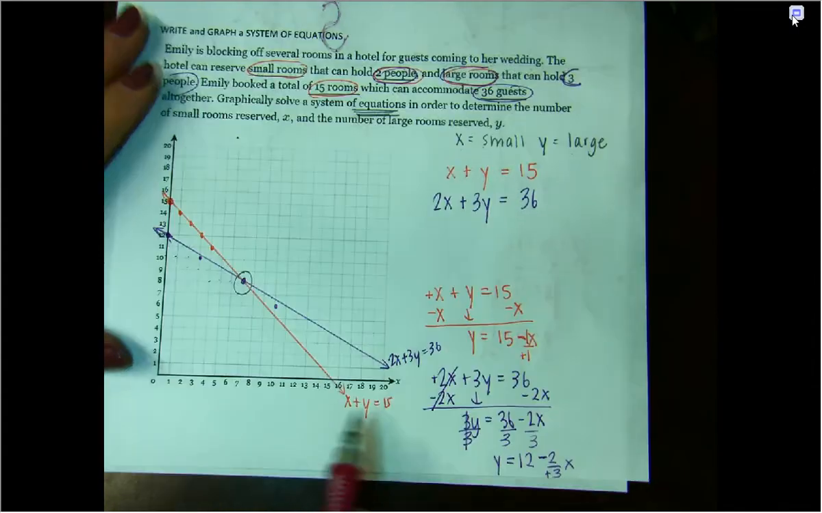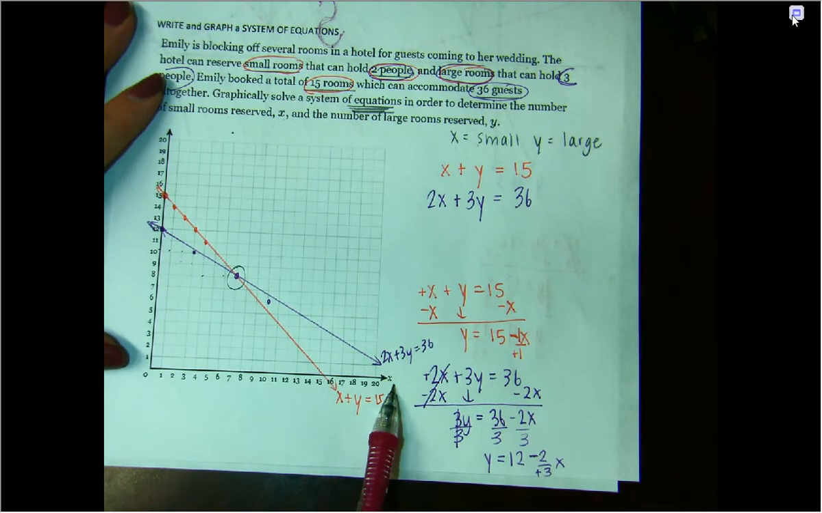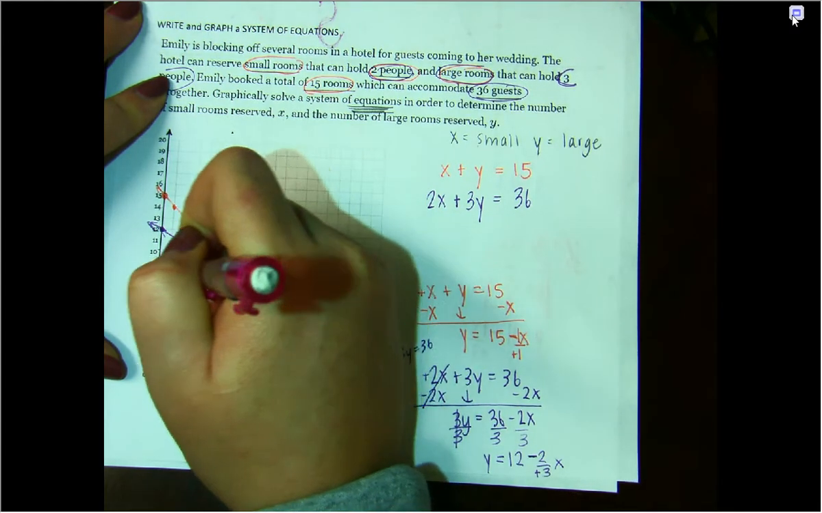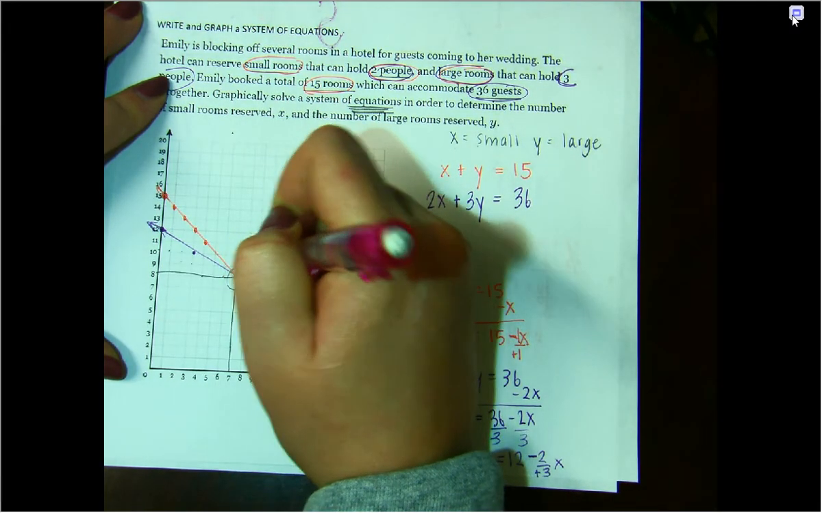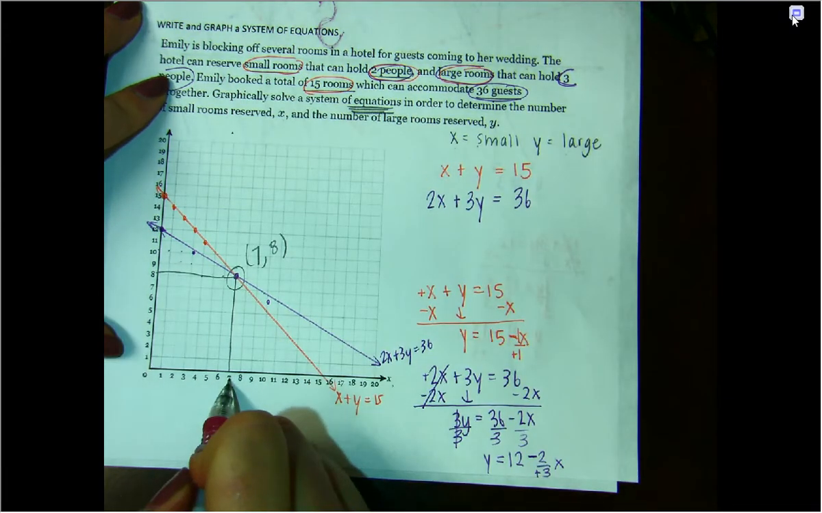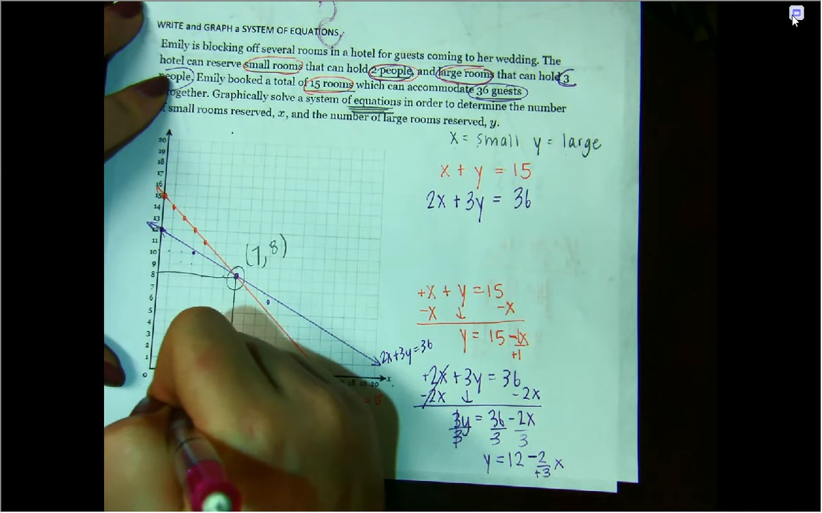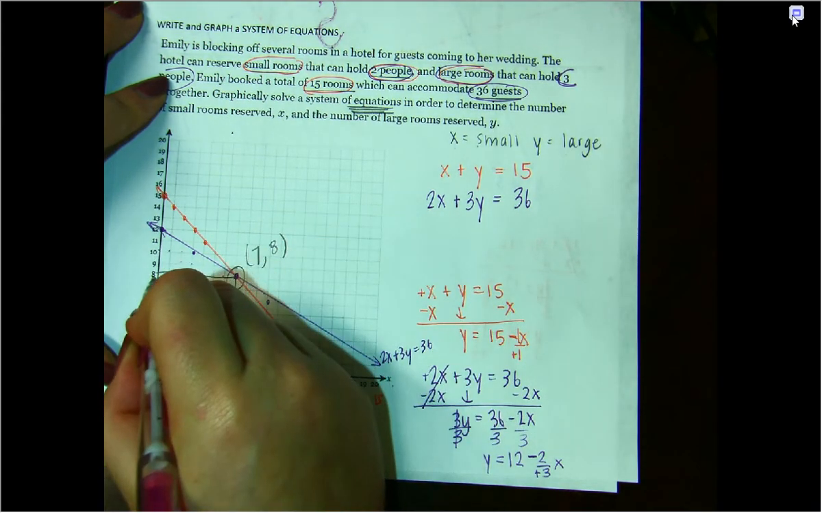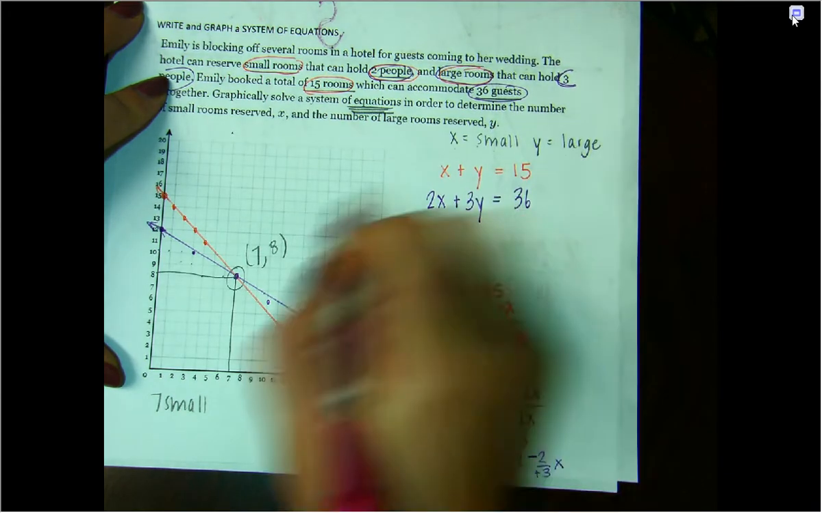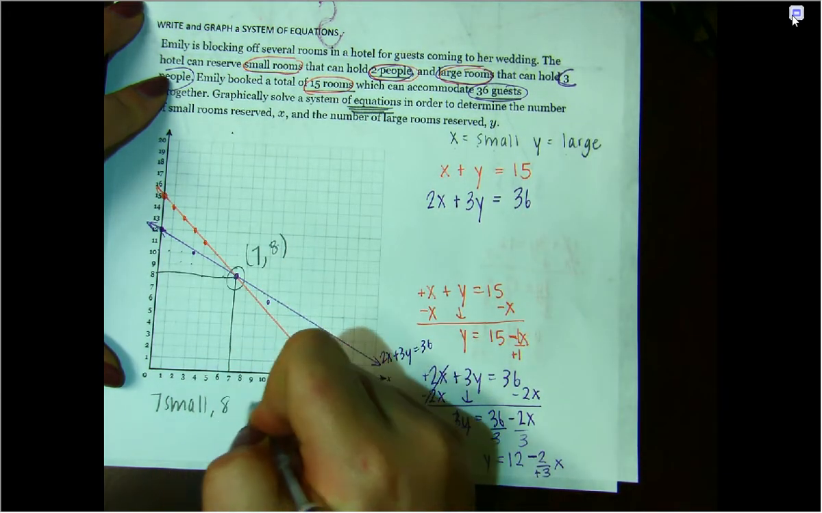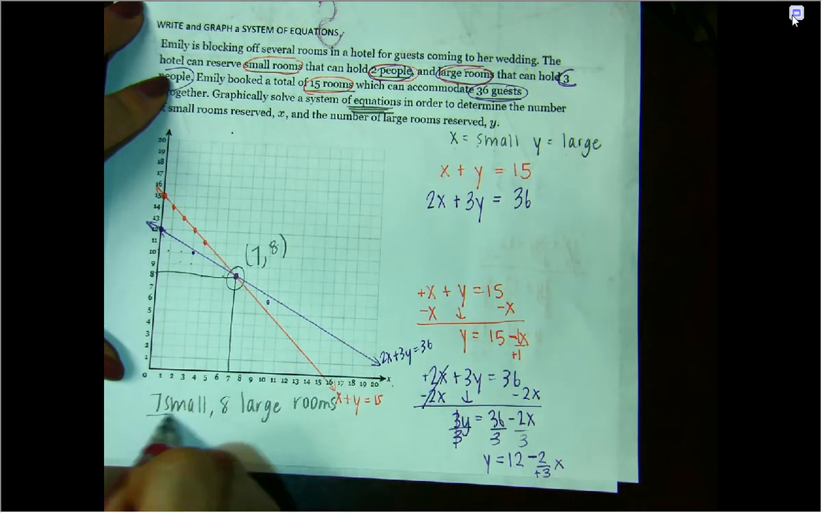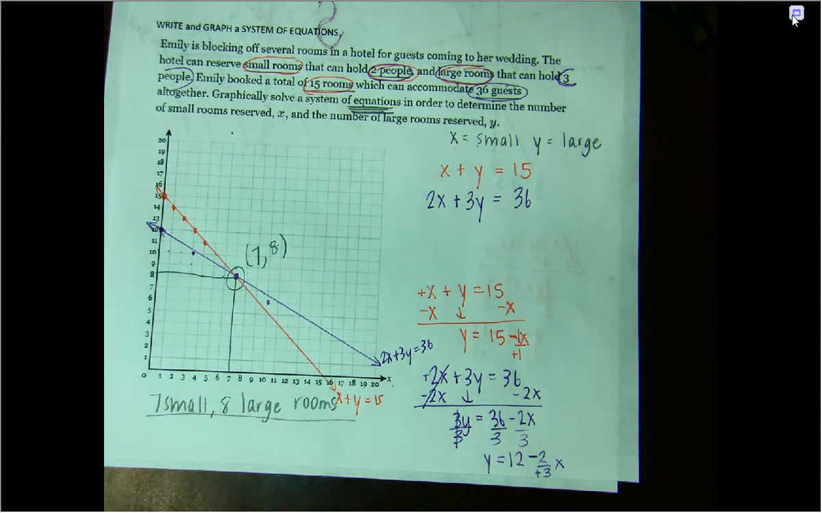So graphically solve. So X, remember, were small rooms. So how many small rooms can she have? What is this ordered pair? This is 7, 8, where X is the small rooms. So she can have 7 small rooms. 7 small, and the Y were the large rooms, right? So X is small, Y is large. So I have 8 large rooms. There's your solution.